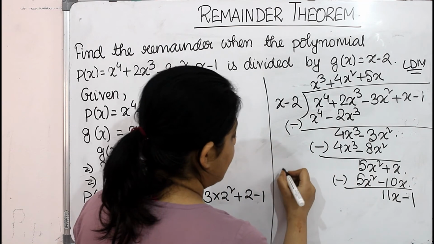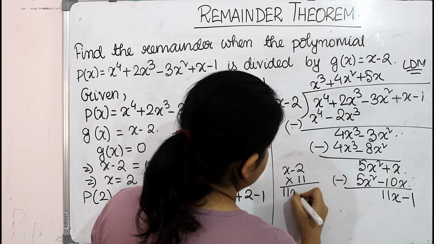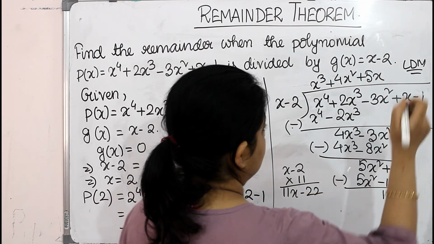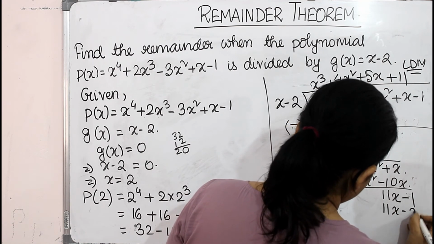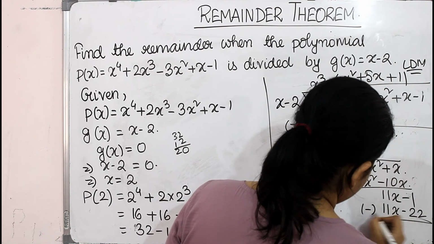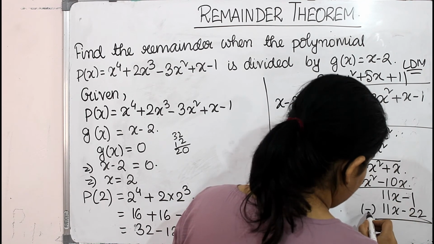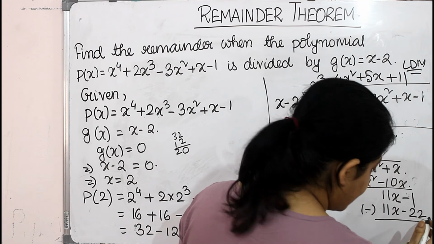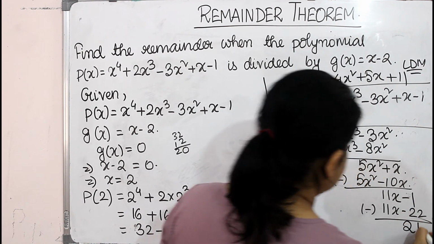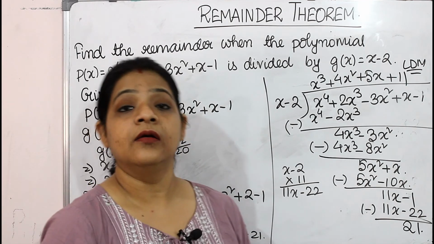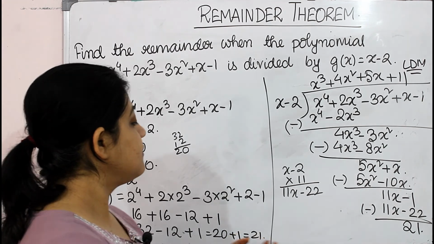Now you will multiply x minus 2 with 11. So this becomes 11x minus 22. Here we subtract, minus minus gets cancelled, 11x gets cancelled, minus minus plus 22. So 22 minus 1, that is 21. You are getting 21 as the remainder. So here also you are getting 21 as the remainder.